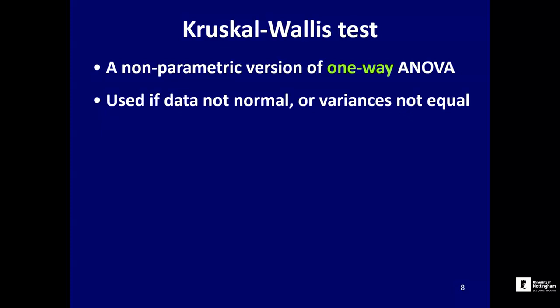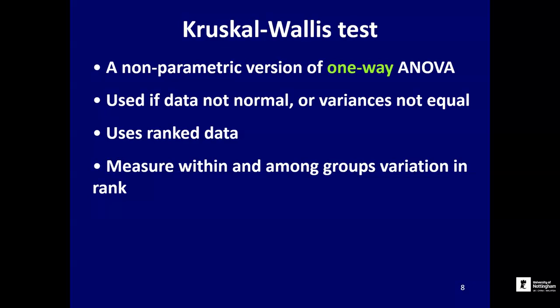So if the data, or rather the residuals, are not normal, or the variances are not equal, the non-parametric test is a suitable alternative. Just like with a lot of non-parametric tests, it uses ranked data, so it takes the raw data and ranks them in order, and then runs an analysis on those, which effectively allows us to ignore the distribution of the data, the degree of spread, the variance, and also whether it's bell-shaped and normal or not. And essentially what we're looking for, just as with analysis of variance, is variation within and among the groups in terms of the rank.